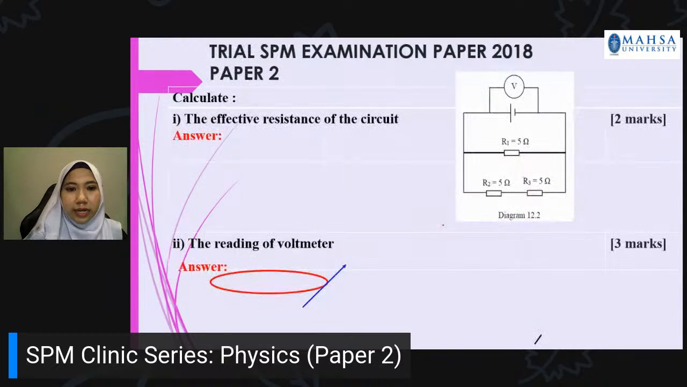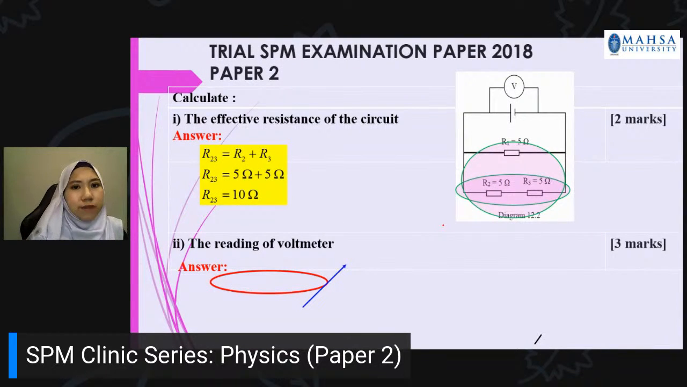Next, let's look at the question. Calculate the effective resistance of the circuit. Effective resistance means you want to calculate the total resistance of the circuit. I already explained that R2 and R3 are in series, and R2, R3 with R1 is a parallel connection.